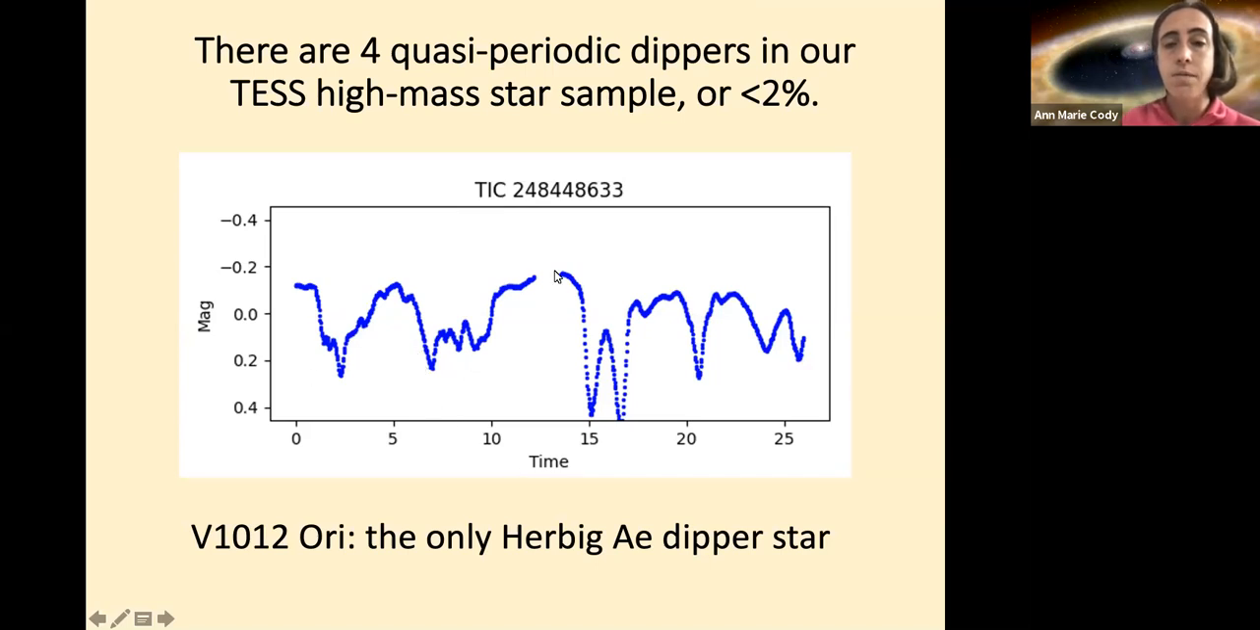This is what its light curve looks like. So it's not at all perfectly periodic, but you do see this repeating pattern happening roughly every 5 or 6 days. And the rest of these examples, as I mentioned, are F stars, so slightly lower in mass than the Herbig stars. So the quasi-periodic dippers make up only a couple percent of our entire sample, whereas they were more like 20% of the low mass stars observed by previous space telescopes.